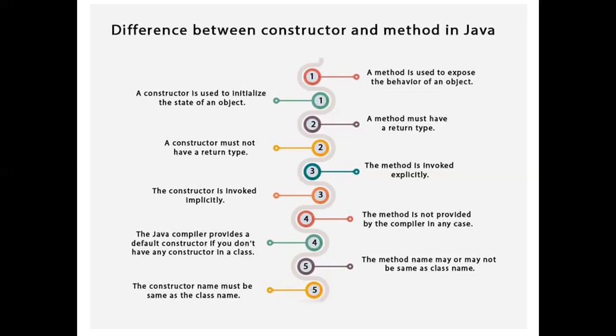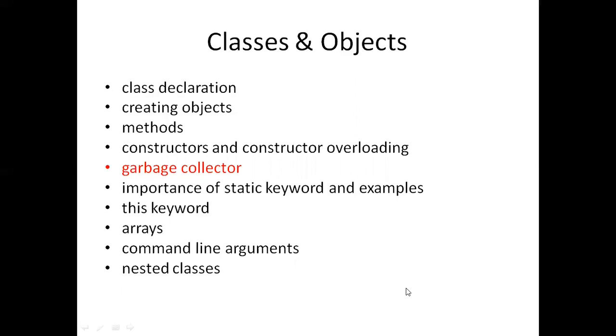The method name may or may not be the same as the class. If I want, I can create a method whose name is exactly the same as the class. But when it comes to constructor, the constructor name must be same as the class name. So let us go to the next topic, garbage collector.